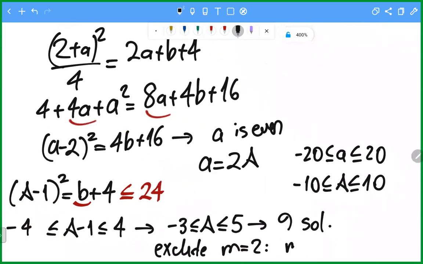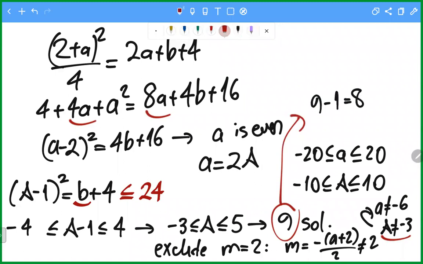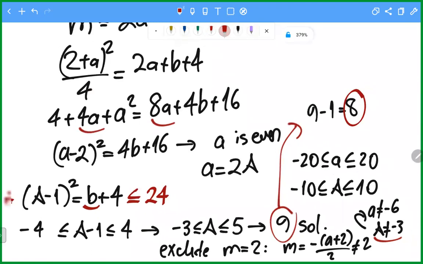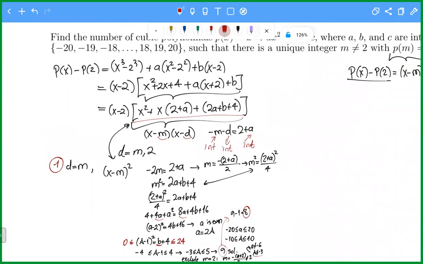We know that m equals negative a plus 2 over 2, and this is not equal to 2, means a is not equal to negative 6, or capital A is not equal to negative 3. So we need to exclude the case when capital A equals negative 3. Here we need to subtract 1. So 9 minus 1 is 8, the actual number of solutions coming from the first case. All right, so let's work the second case here.